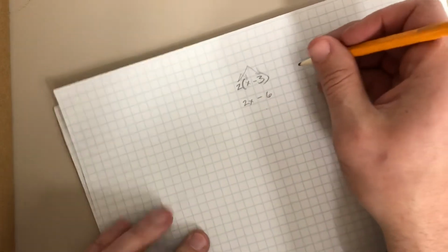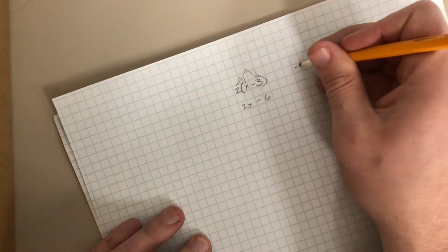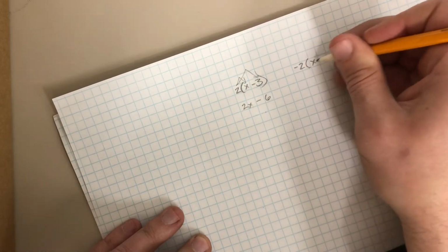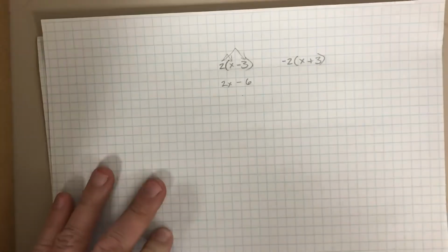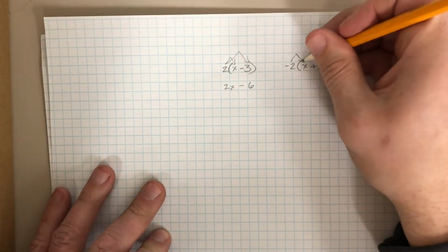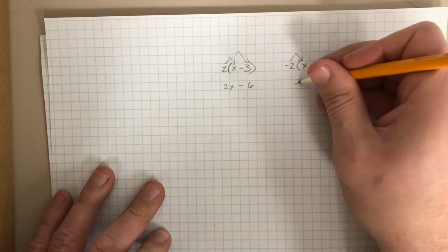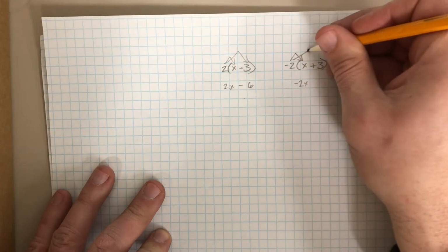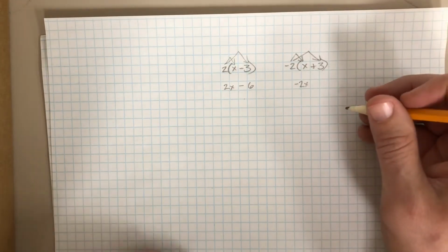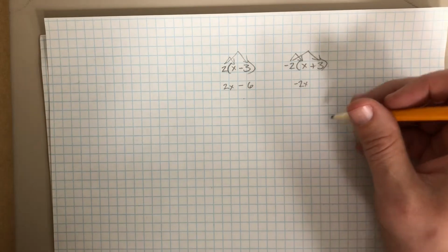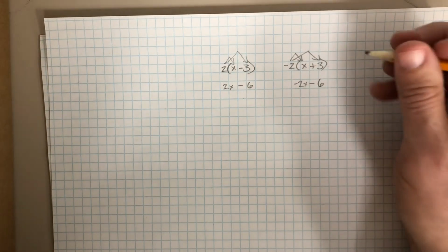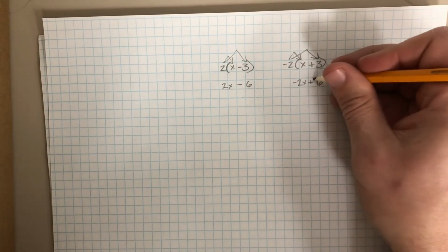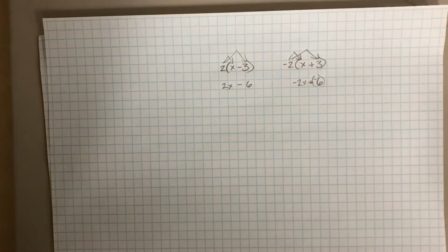Now, what if I had negative 2 times x plus 3? All right, well, same thing. Negative 2 times x is negative 2x. And negative 2 times a positive 3 equals a negative 6. And so I can simply write that as minus 6. Or I could write it as plus negative 6. Either way is fine.